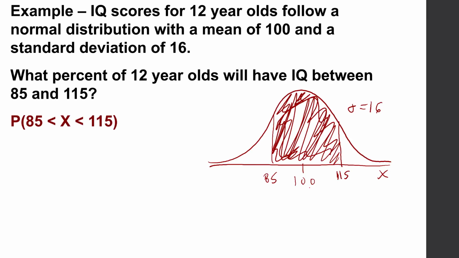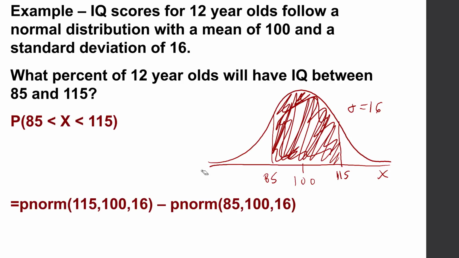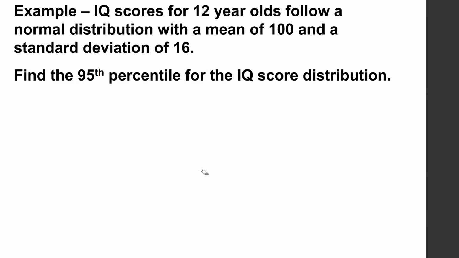We're going to use P norm of 115 to get the total area to the left of 115, and we only want to keep what's between 85 and 115, so we'll subtract out the area to the left of 85. So we're going to use P norm of 115 minus P norm of 85, and that gives us a probability of 0.6515. So that means 65.15% of 12-year-olds will have an IQ between 85 and 115.